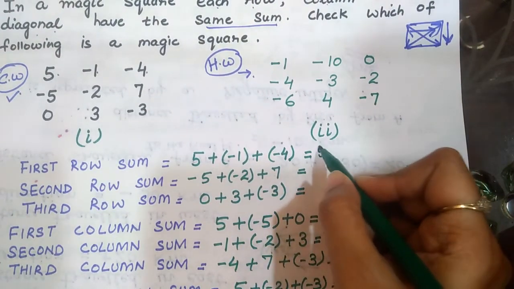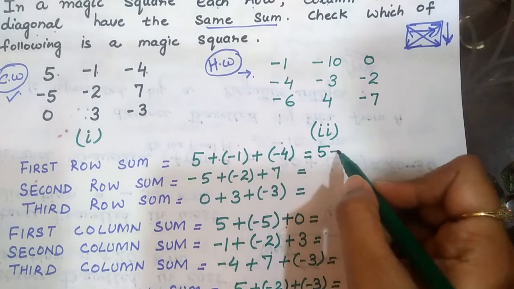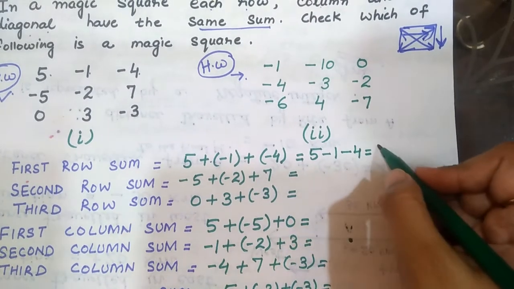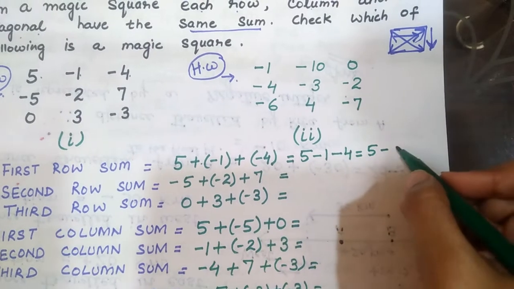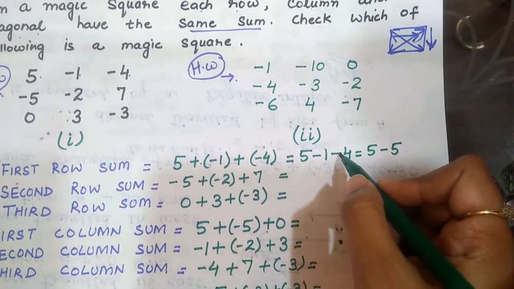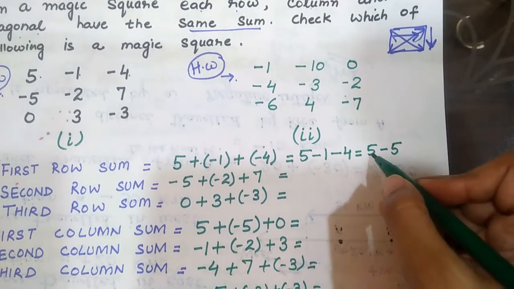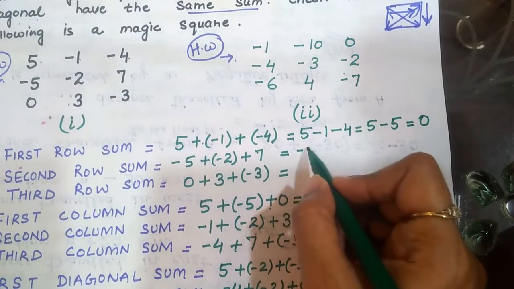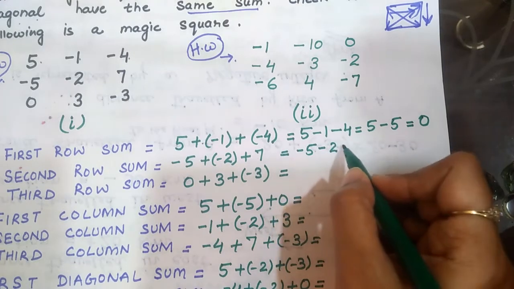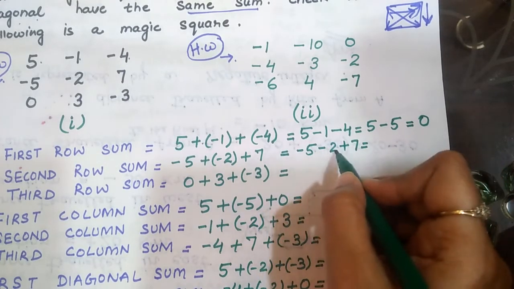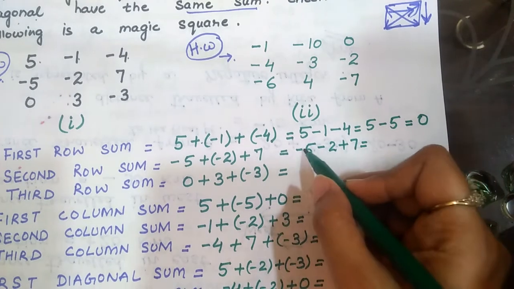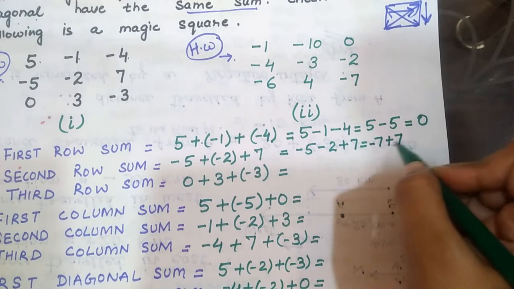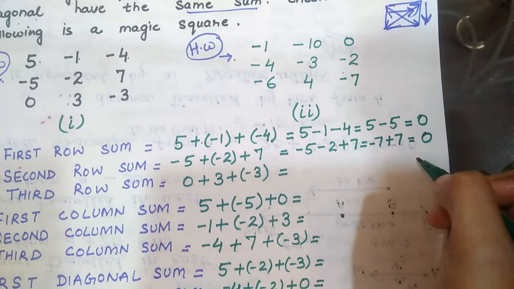Now, 5 plus (-1) plus (-4). First we add negative numbers with each other. 4 plus 1 is 5, but we put a minus sign because 4 is greater. Now 5 minus 5 gives you 0. Similarly, (-5) plus (-2) plus 7. Again we add negative numbers first. Minus and minus, they will add, and the sign of the greater comes here. Minus 7 plus 7, 7 from 7 gives you 0.